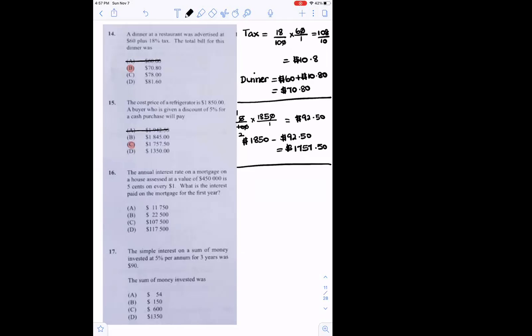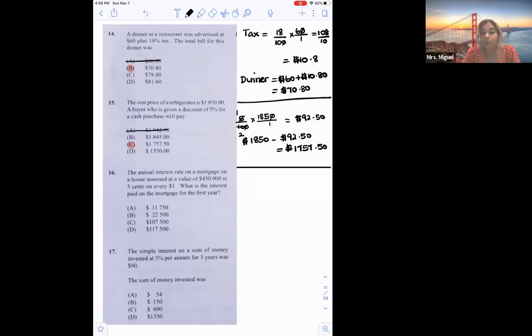Yes, ma'am. Right? The annual interest rate on a mortgage on a house assessed at a value of $450,000 is 5 cents on the dollar. 5 cents, 5 over 100 by 450,000.